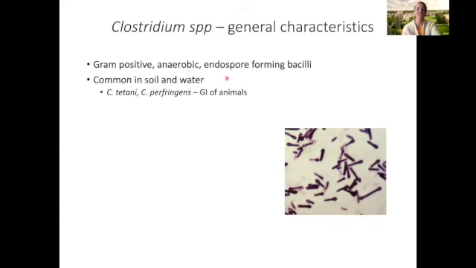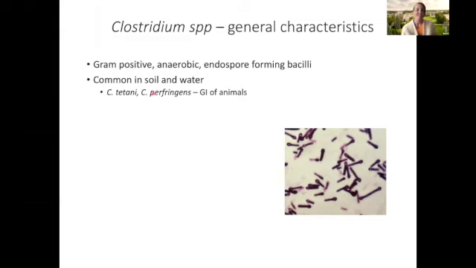In general, all of the species belonging to the genus Clostridium have several characteristics that they share. They are gram-positive. They are anaerobic organisms, so they do not require oxygen. They do not want oxygen in their environment, and they can form endospores. Endospore formation is important for these because it allows them to survive in high oxygen environments. These are commonly found in the soil and water. Again, why that endospore formation is important. It helps them survive in those areas.